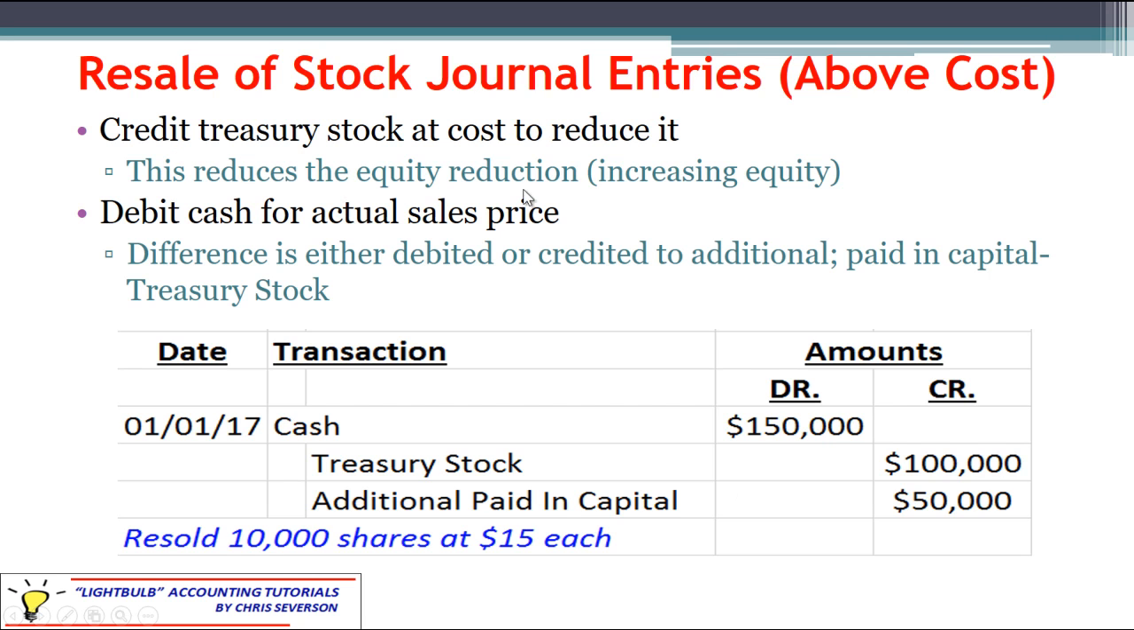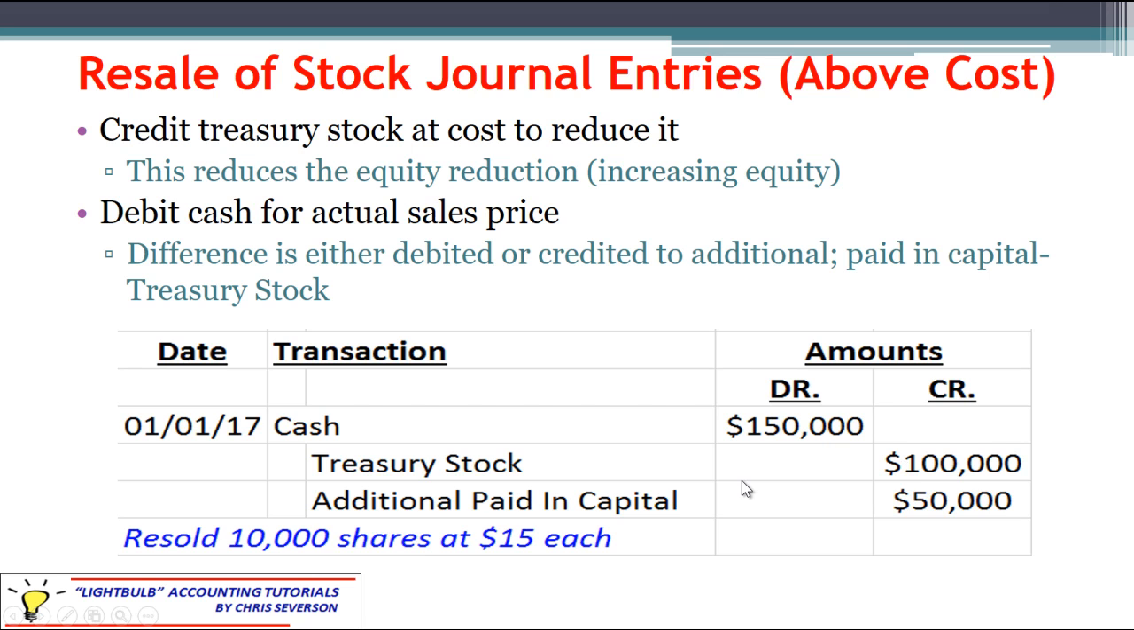So we have to credit the Treasury stock at the actual cost. That reduces the equity reduction. Keep in mind, Treasury stock itself is a reduction. So if you reduce that reduction, I know it seems a little duplicative, but if you reduce the reduction, it's a double negative, you have an increase. So by crediting Treasury stock, reducing Treasury stock, you're increasing the equity. So again, that's at the cost itself.